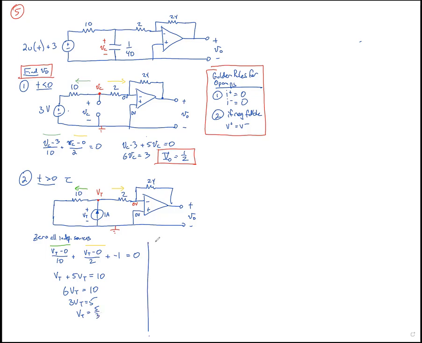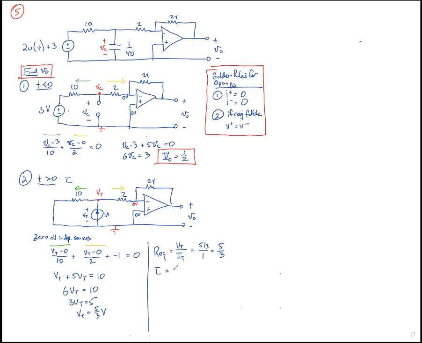And now that we found the test voltage that exists when we put in a 1 amp test current, we know that the equivalent resistance is equal to, by Ohm's law, the test voltage over the test current. And the test voltage we just said was 5/3, and the test current is 1. So that means that the equivalent resistance is 5/3 ohm.